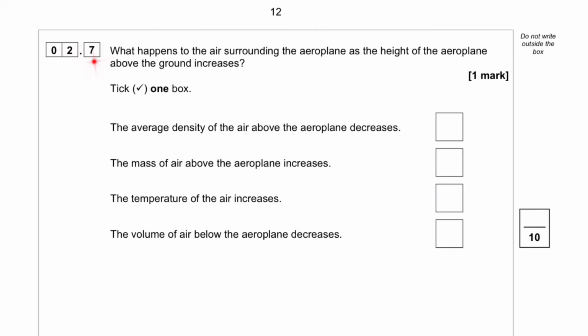Question 2.7. What happens to the air surrounding the aeroplane as the height of the aeroplane above the ground increases? The average density of the air above the aeroplane decreases. The mass of air above the aeroplane increases? No. The temperature of the air increases? No. The volume of air below the aeroplane decreases? No. So it's going to be the first one, and it will be that one.